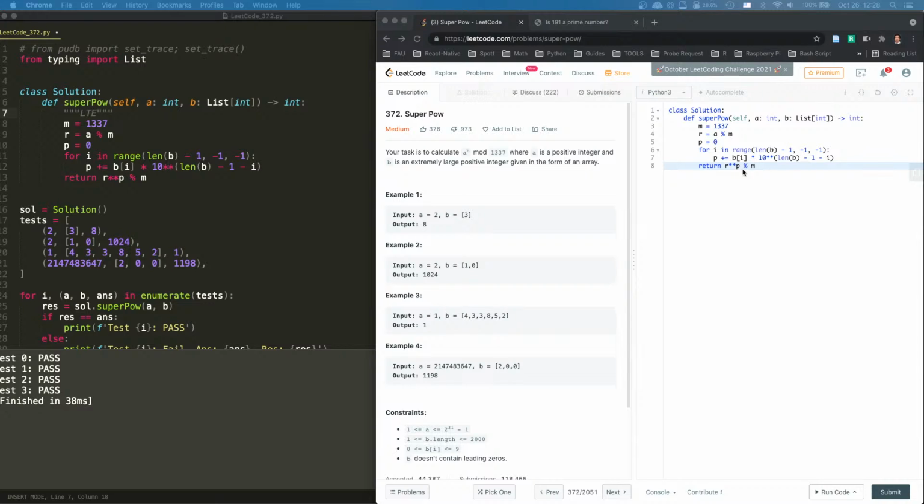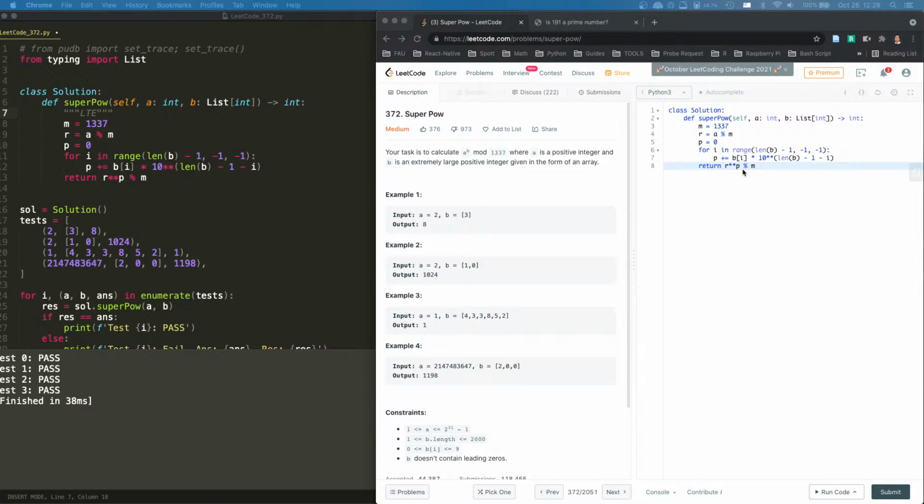Hold on, let me do it again. So a to the b power, right? So a to the b power, we find a times a times a, and then we find the remainder a mod m. So we turn this problem into r to this much power.